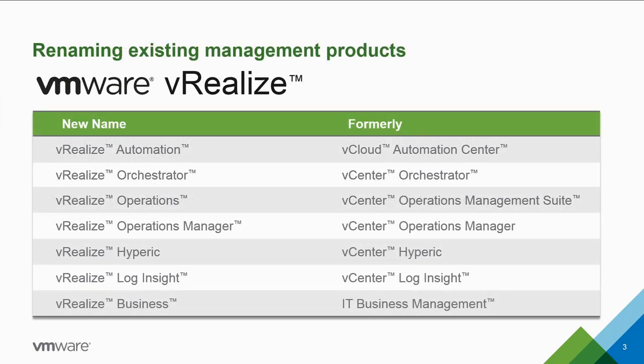A couple of words about the rename of the suite in the product. When I reference vCloud Automation Center, it would now be called vRealize Automation, and when I reference vCloud Orchestrator, it is referenced as vRealize Orchestrator. So I'll be using the old names, otherwise I'll be confused. But so you know, this is the mapping to the new names.